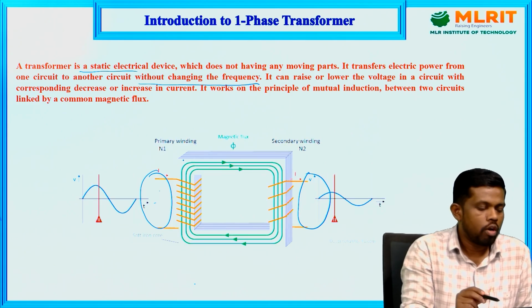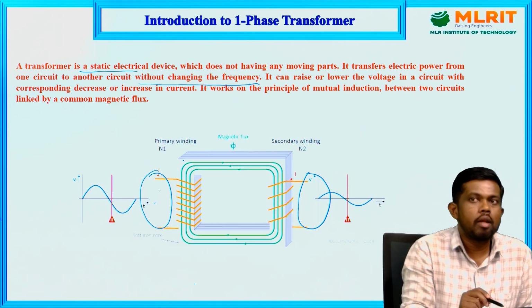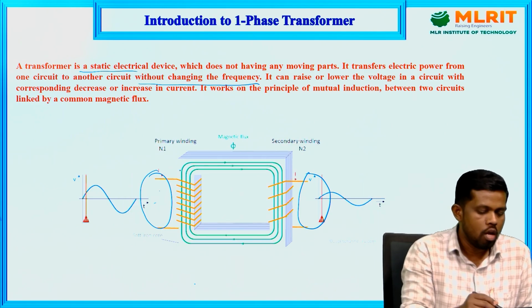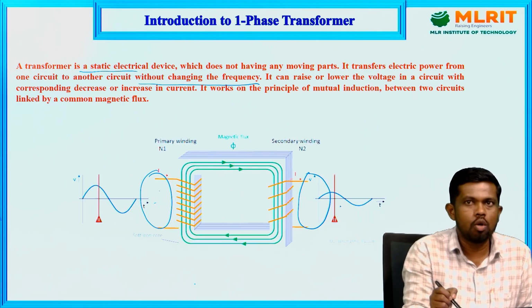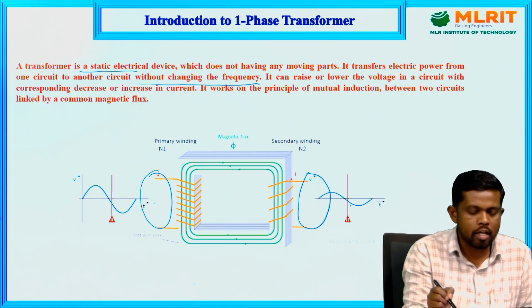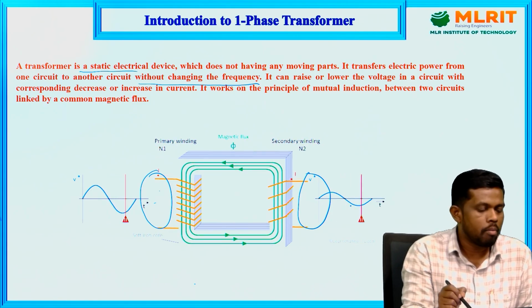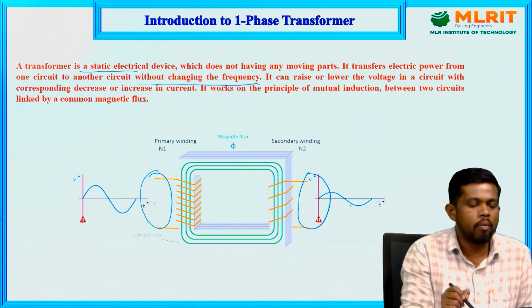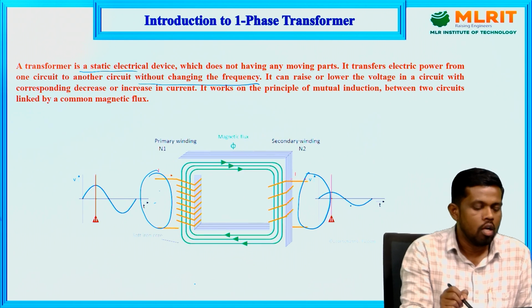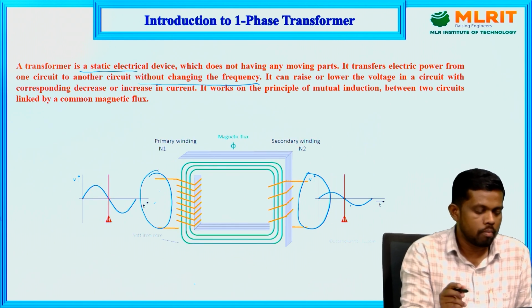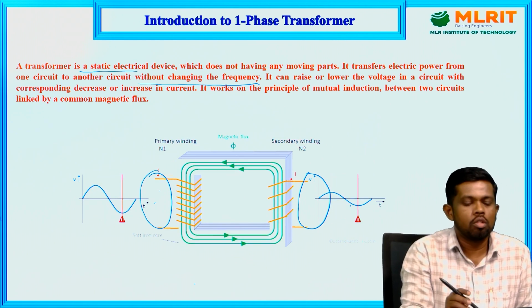So finally, what I want to say is, a transformer is a static device which is used to transform electrical power from one circuit to another circuit without changing frequency in the magnetic media. Based on the requirement, it is used to enhance the voltage level as well as decrease the voltage level. So that's why we have to use the transformer. So this is the introduction about the transformer.